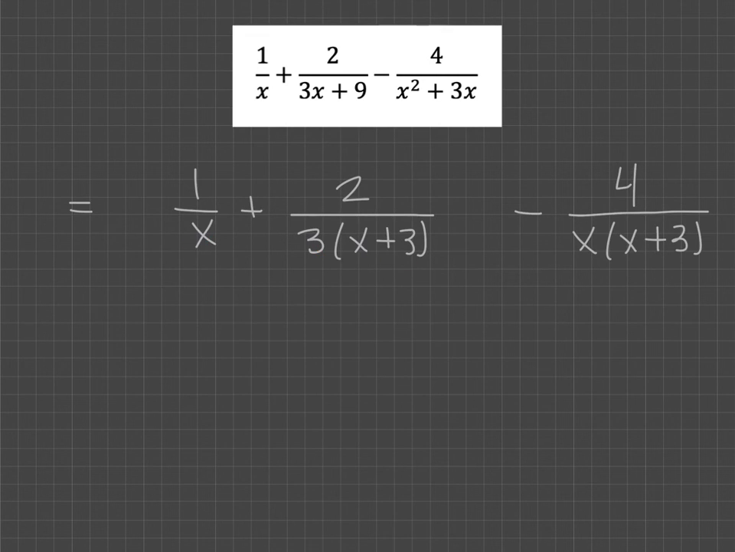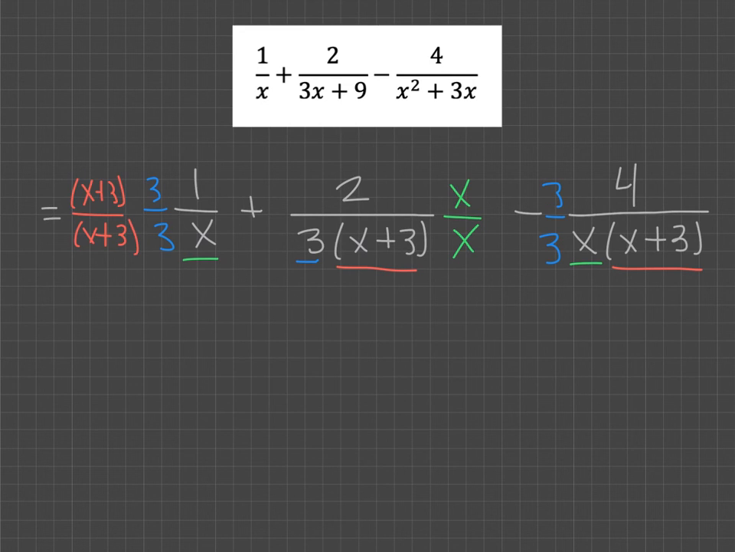All right, so we can highlight that we've got x here and x here, so we need an x on this one. And we have the factor of 3 here, so we are going to need a factor of 3 on this one, and a factor of 3 on this one. And the last factor is the x plus 3, which there's 1 there and there's one there, so we need an x plus 3 here, top and bottom.